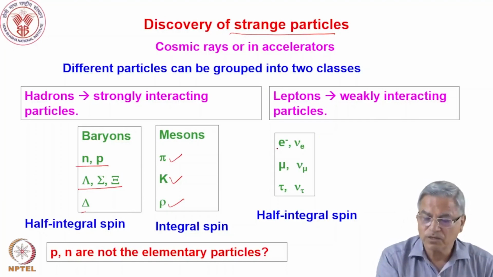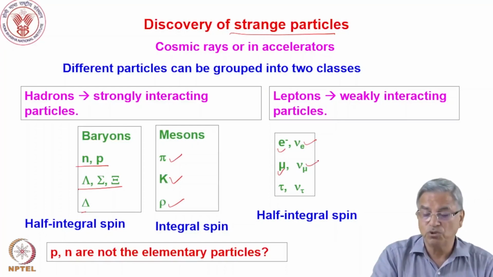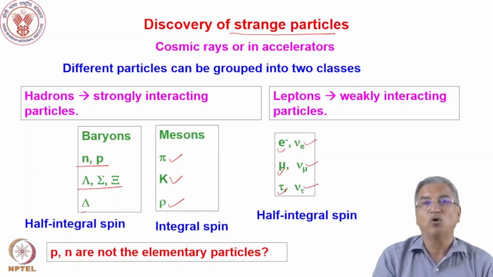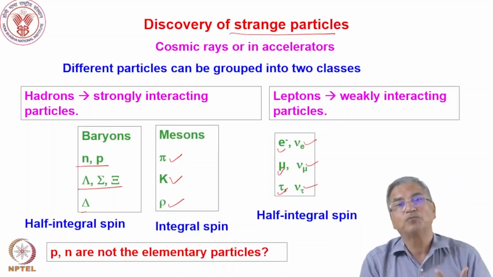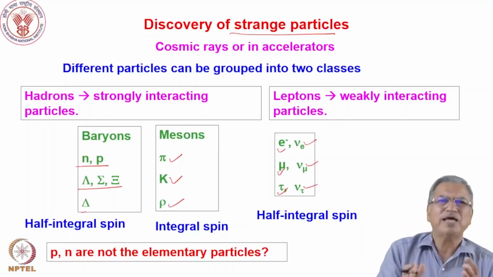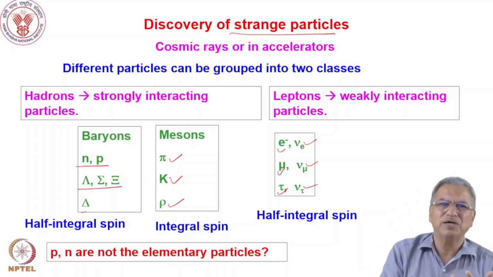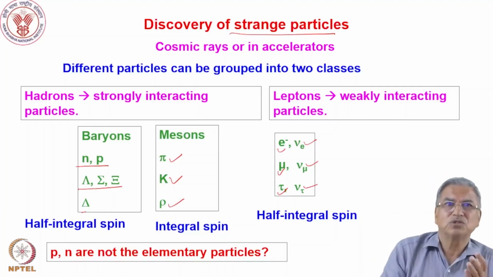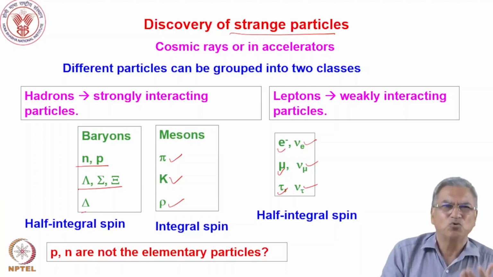Similarly, apart from the electron, there are neutrinos, there are mu mesons, the muon, the muonic neutrino, and there is the tau lepton. So there are different types of particles which were discovered subsequently, and so there is a doubt whether proton and neutron are the fundamental elementary particles.